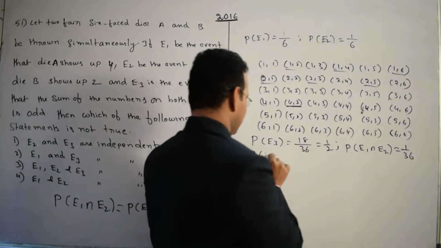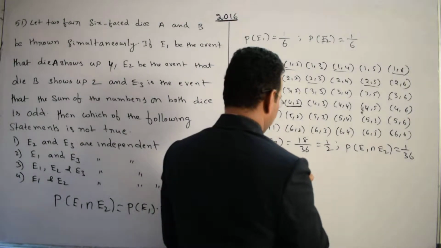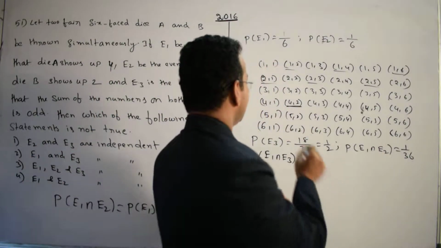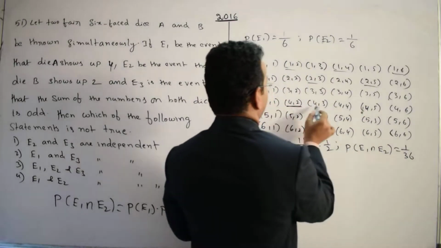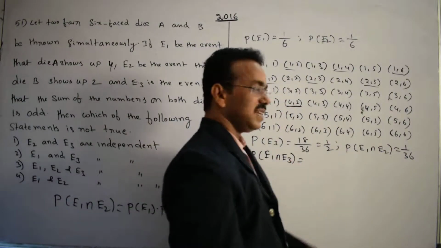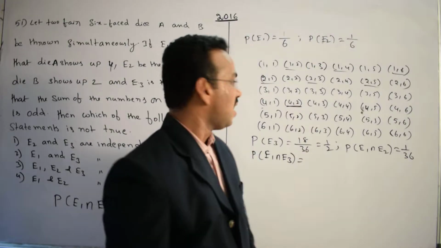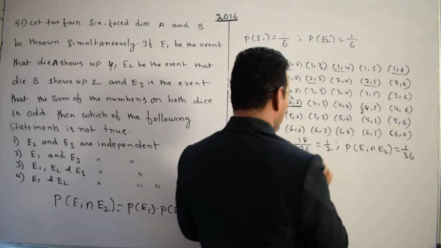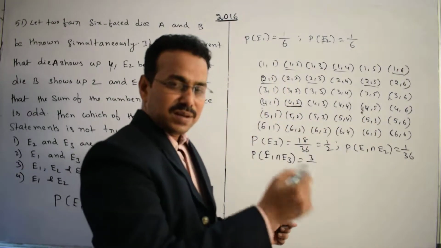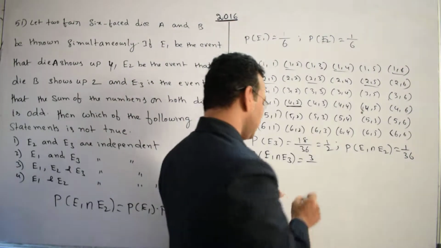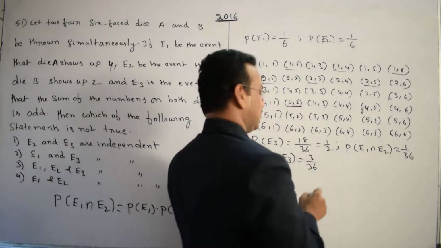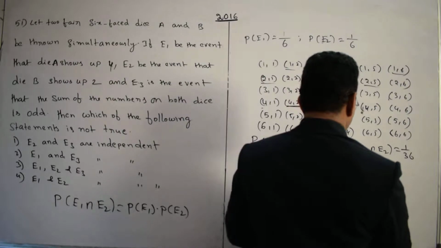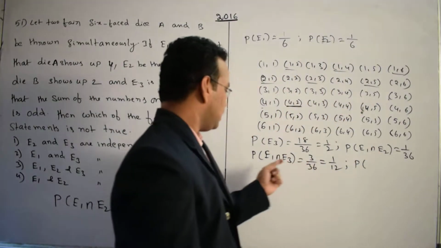Then we will calculate probability of E1 intersection E3. E1 means die A shows up 4. 4 is fixed, so you have to play with the fourth row: 4 1, 4 2, 4 3, 4 4. What is E3? When two dice are thrown, the sum should be odd. Sum should be odd means 4 1, 5, odd only. Next 4 3, 4 5. So total number of favorable cases are 3. Total number of outcomes are 36. 3 by 36, which is equal to 1 by 12.